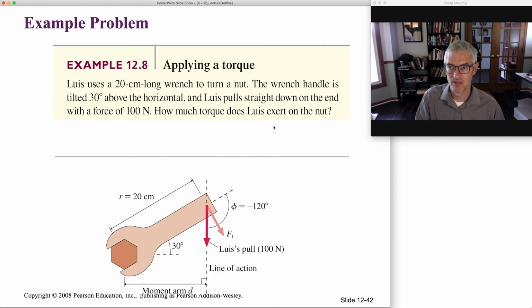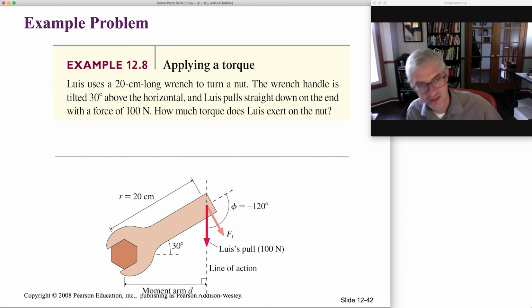Okay. Let's do an example. Here we have a 20 centimeter long wrench. We're using it to turn a nut. The wrench handle is tilted 30 degrees above the horizontal, so it's up here. Lewis pulls straight down on the end, so that's this dark red line pulling straight down. With 100 newtons of force, how much torque is Lewis exerting on the nut?